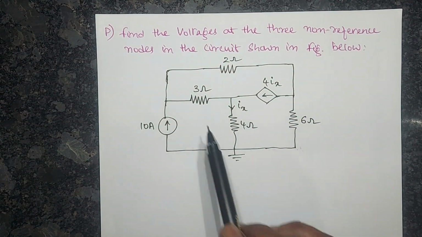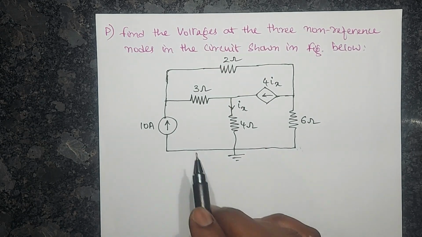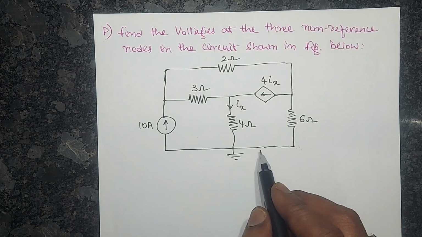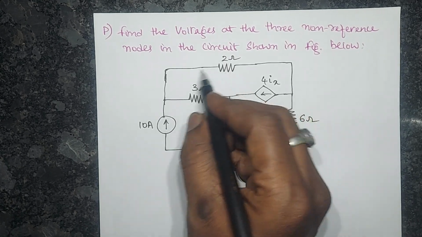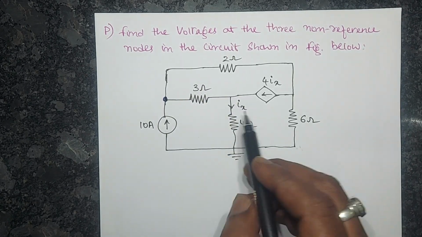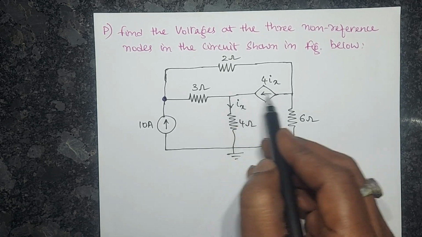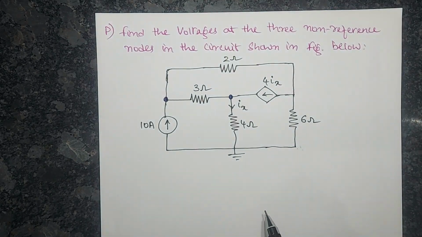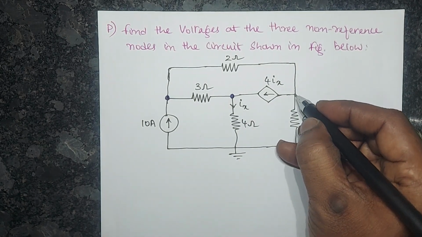By seeing the circuit diagram itself, we will consider what the nodes are here and which is the non-reference node. No doubt, what are the nodes here? The interconnection of this 10 amperes, 3 ohms and 2 ohms is one node. Here the 3 ohm, 4 ohm and the 4ix dependent current source are joined, so that's why this is a junction. This is a point where these three elements are connected, and here is one more node.